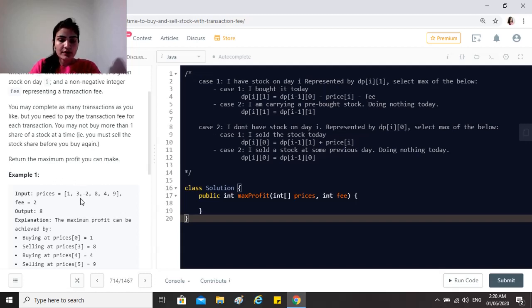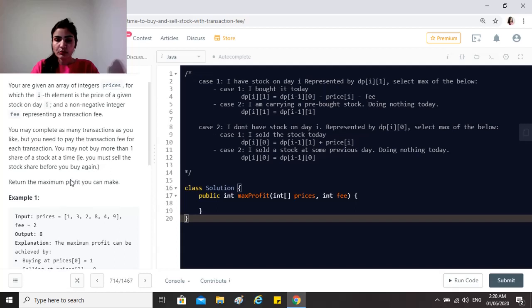So the question says that everything is the same. We can transact as many number of times as we want, but every time we are making a transaction, that is buying plus selling, that makes for a single transaction. So every time we are making a transaction, we need to pay a fee which has been given to us in this variable called fee.